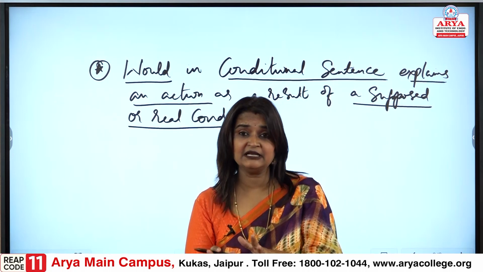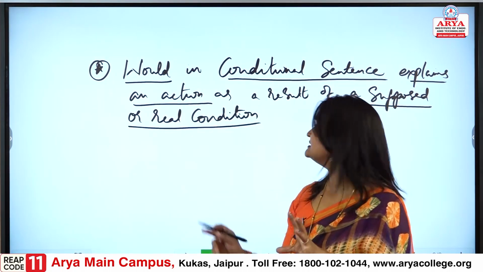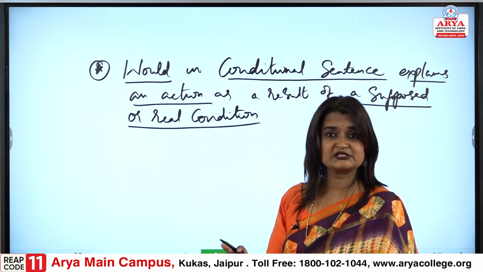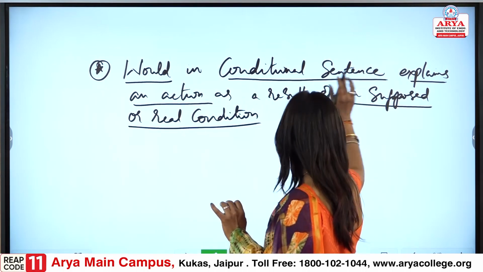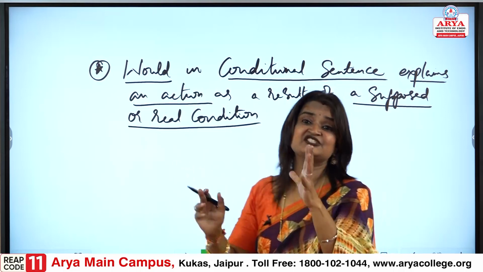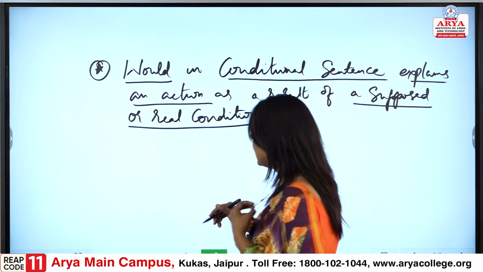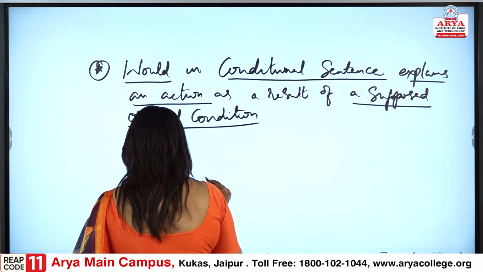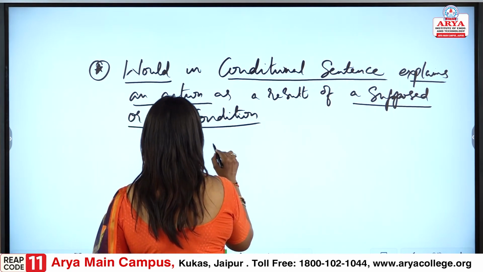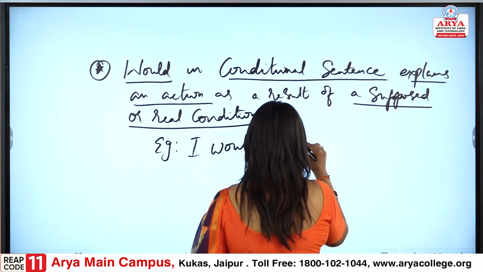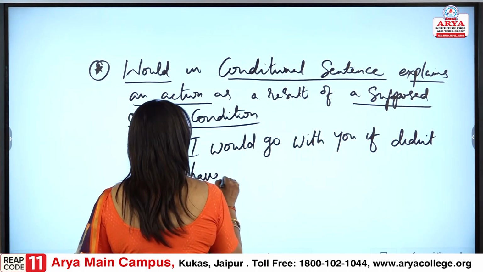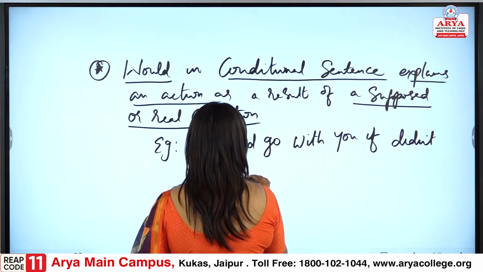This is important because if we know this, we would not get confused between will, would and all those. Fine. So, would in a conditional sentence explains an action. How? Let us go with an example, so our understanding becomes easier. I would go with you if I didn't have to work.